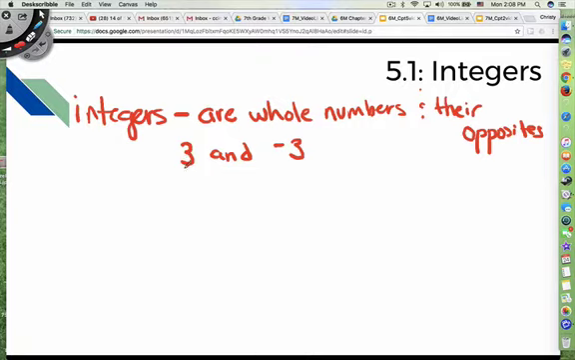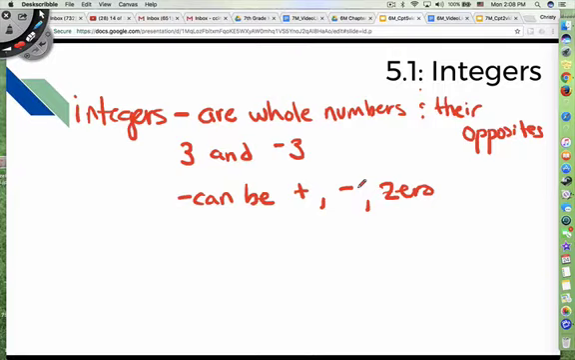So 3 is an integer, -5 is an integer, any of those. They can be positive, they can be negative, and it can be 0. So 0 is also an integer. And that's the reason why at the beginning of the second chapter I was saying non-zero integers, meaning 1, 2, 3, 4, 5. And I should have said non-zero positive integers.